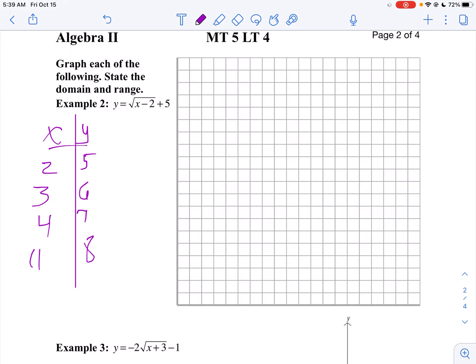So I'm going to start here at 2 and 5. And then 3 and 6. 4 and 7. It looks linear to start with. But then we're going to go all the way to 11 for my next. So there's 4, 5, 6, 7, 8, 9, 10, 11. So 11 and 8. So my square root function looks like that. Now my domain, I'm going to say x is greater than or equal to 2. My range, notice we're starting at 5, so y is greater than or equal to 5.